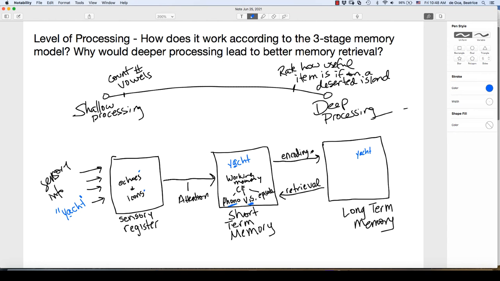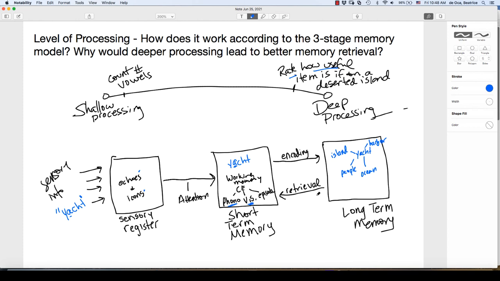So now when we encode it in here, because you were rating how useful a yacht is on a deserted island, you now have thought of its meaning and you've associated it with maybe the ocean. You've maybe associated it with people, because people use yachts, we're going to be seen on yachts. You may have associated it with the island itself and being able to get off the island, and you may be able to associate it with maybe a harbor that you could sail to.